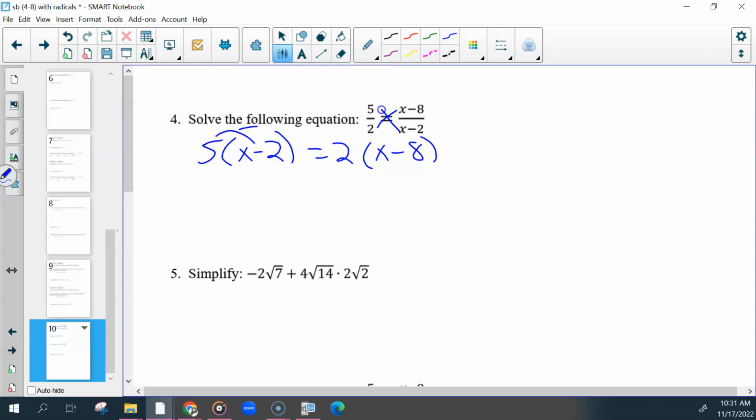Okay. On both sides at the same time. 5x minus 10 equals 2x minus 16. So, could we just jump to that part? Yes, yes, you can.